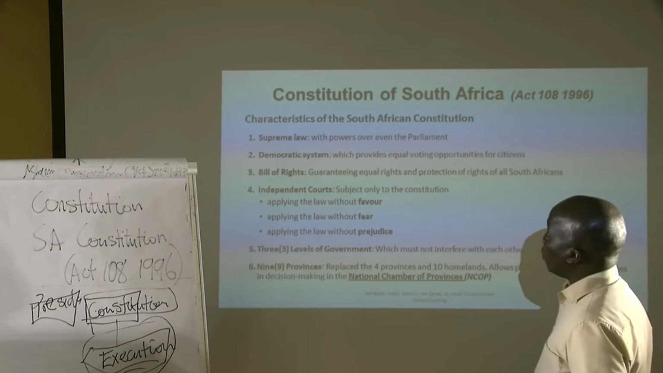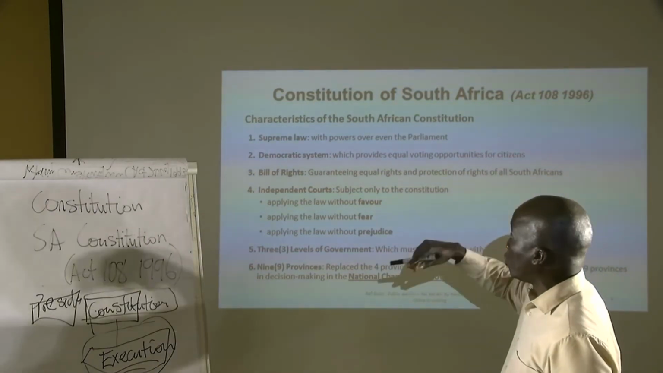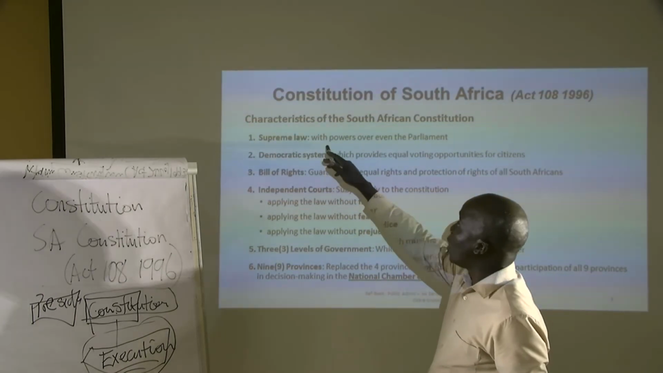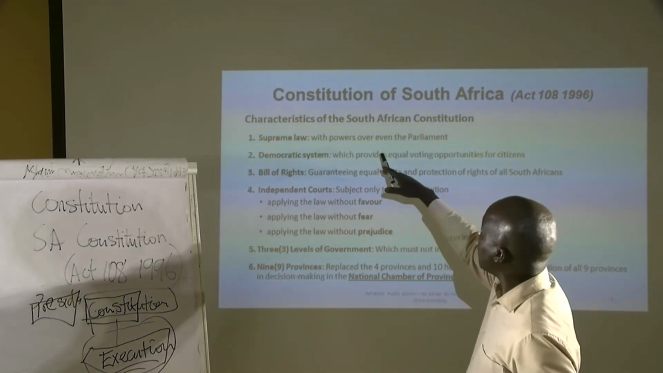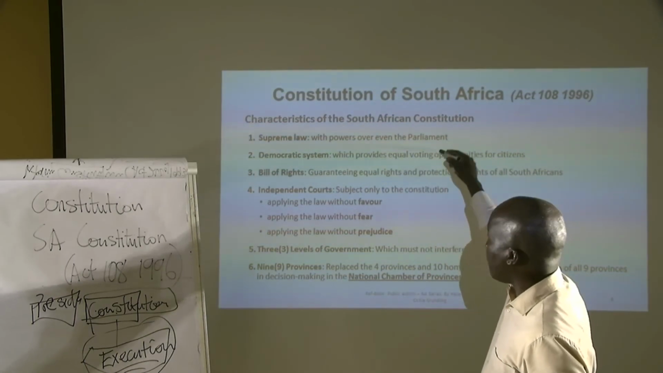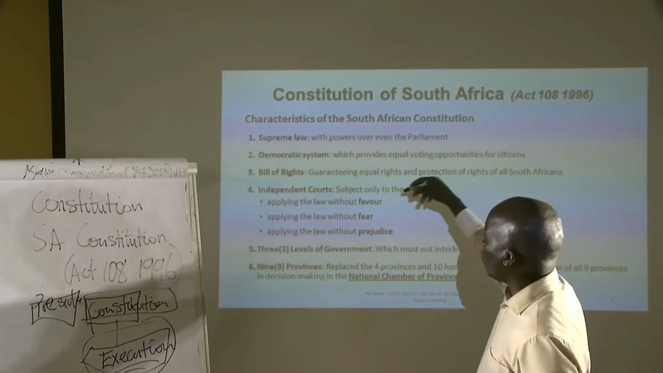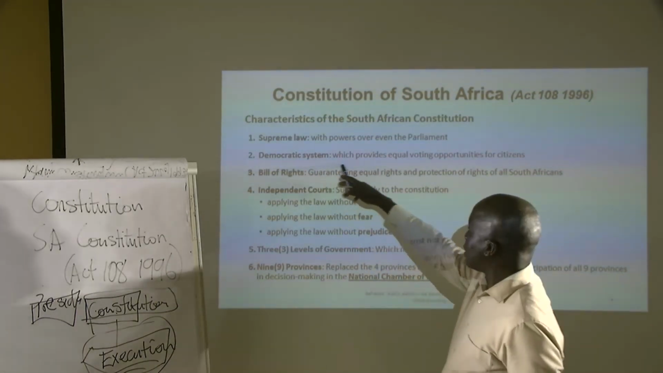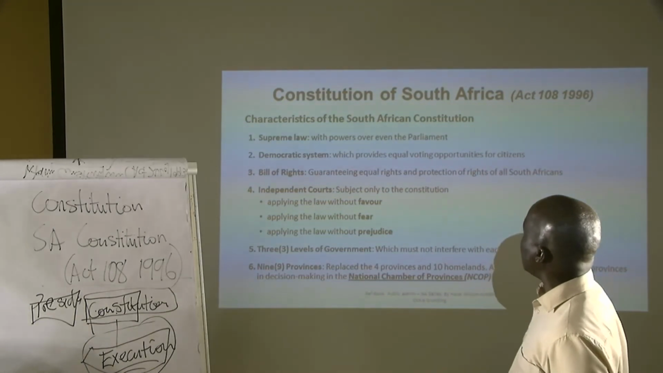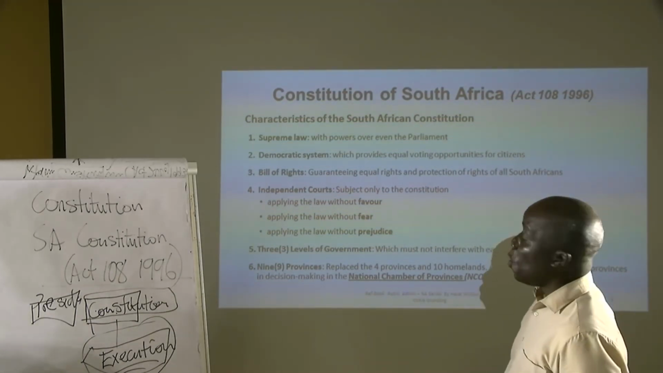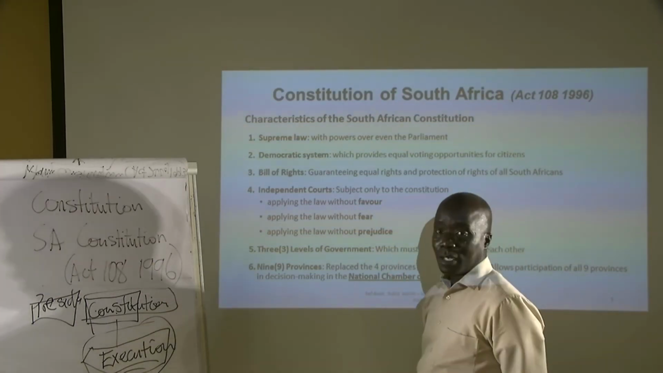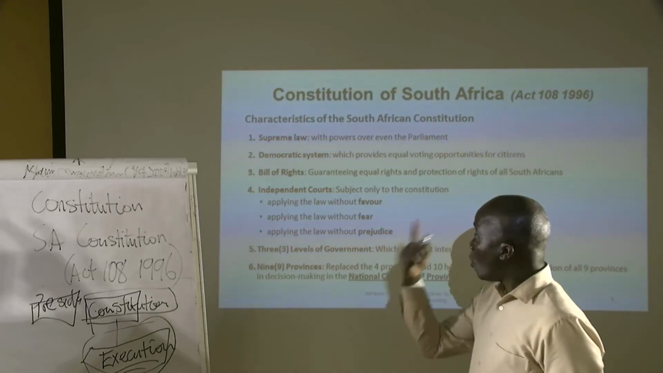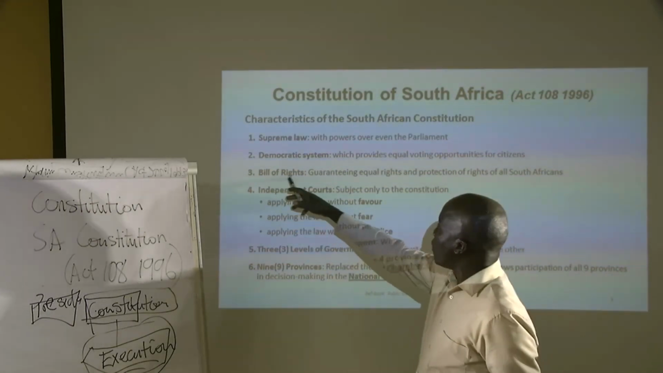Okay. So you look at also the characteristics of the South African Constitution. The supreme law is the topmost law in the country, and it has powers even over the parliament. The parliament cannot do anything without consulting the constitution about the legality of their actions. Democratic system: it provides equal voting opportunities for all citizens. No one's vote is useless. Your vote is as good as a rich man's vote who has billions. It's only one man, one vote.